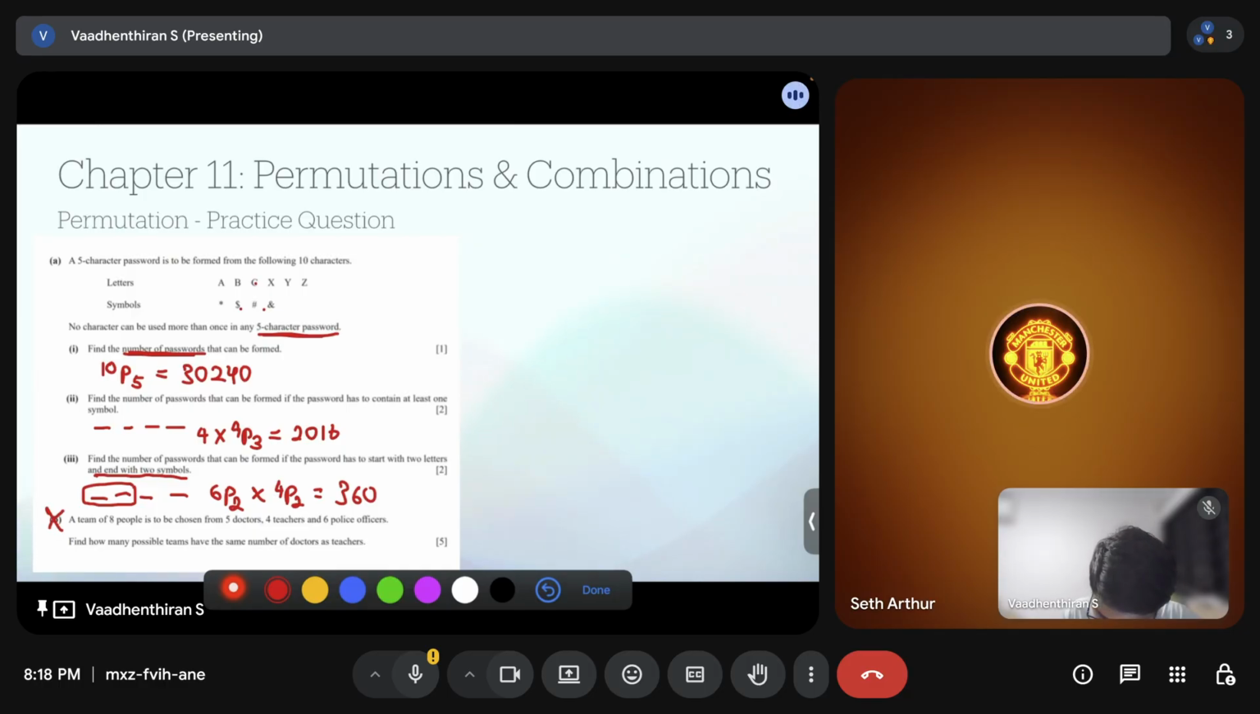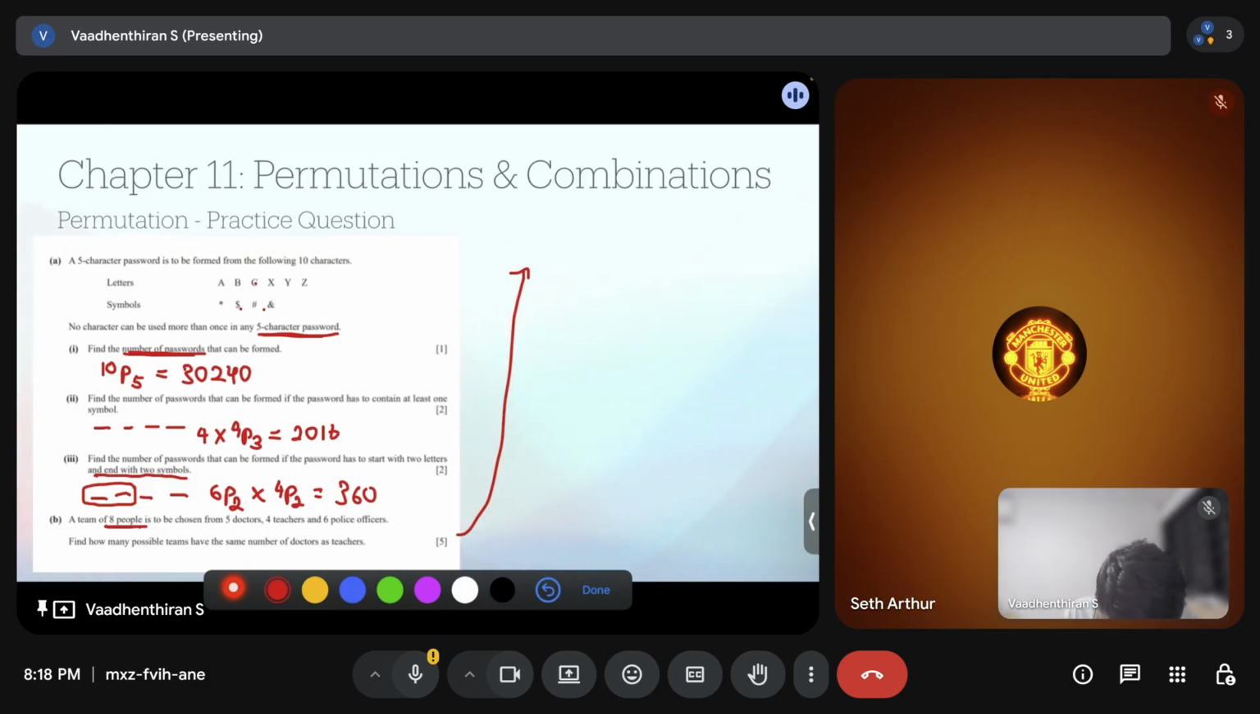So you can leave part B. Part B is from combinations, or you can just try it out. Let's just try it out. Find how many teams have the same number of doctors as teachers. There you need to just list them down, because there can be more doctors and teachers in a team of 8 people. So I'll just write this answer over here.